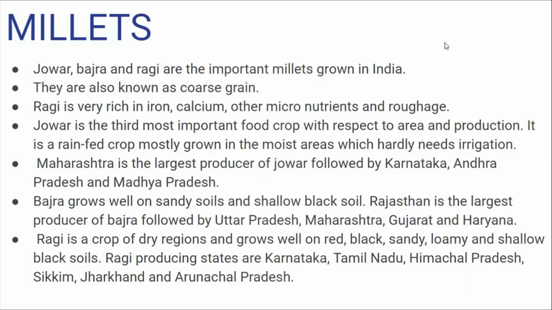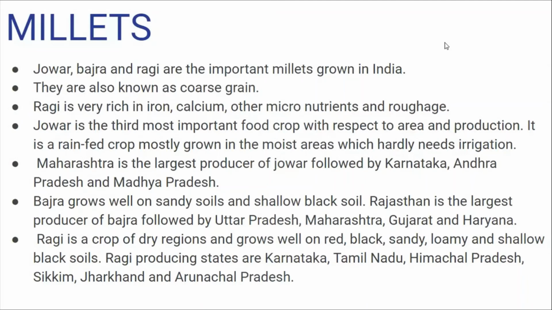Now, millets. Jowar, bajra, ragi are the important millets grown in India. They are also known as coarse grains. Ragi is rich in iron, calcium, and other micronutrients and roughage. Jowar is the third most important food crop with respect to area and production.